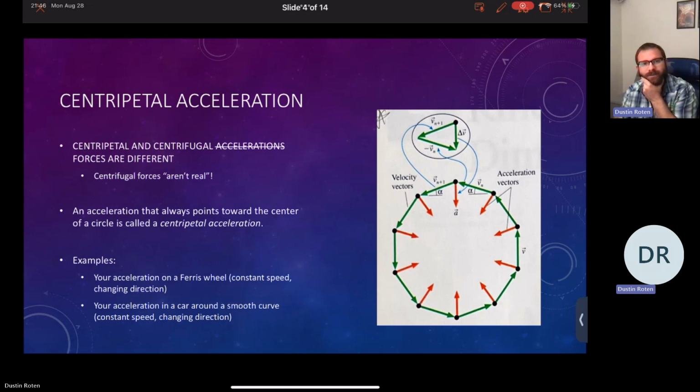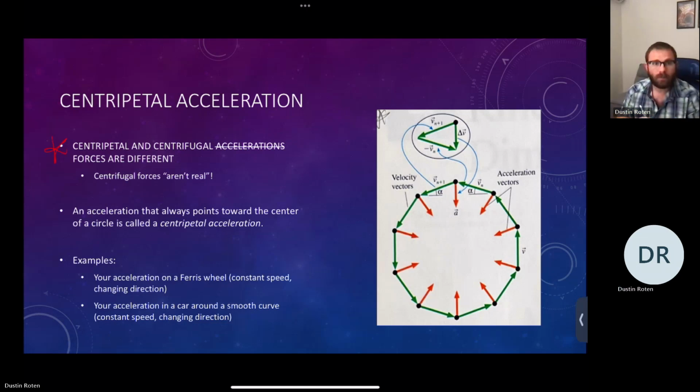So here's a special case of that, centripetal acceleration. The whole idea here is that, here's a point that I do need to make. Centripetal and centrifugal forces are completely different. You'll notice I've marked out accelerations here because even though we are talking about centripetal and centrifugal accelerations, these come from forces. This will make sense a few lectures from now. So that is just a little hint as to what's to come. We'll talk about these forces later on, but for right now, we're going to talk about them as accelerations.